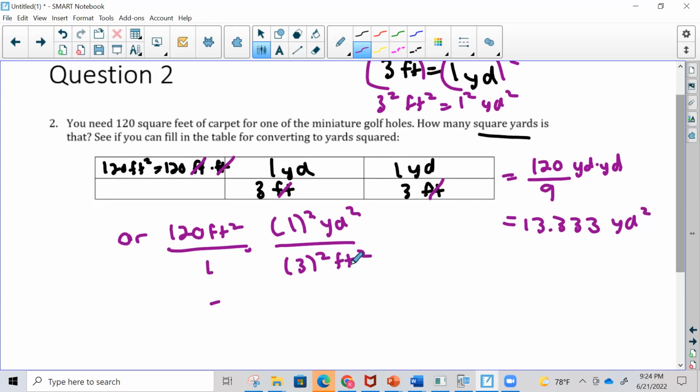And again, the feet squared cancel. You get 120 yards squared over 3 squared, which is 9. So it's the same thing as this 13.333.